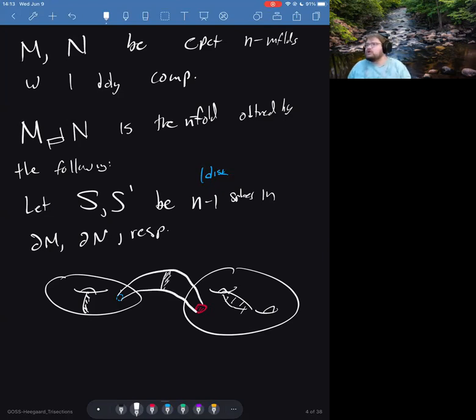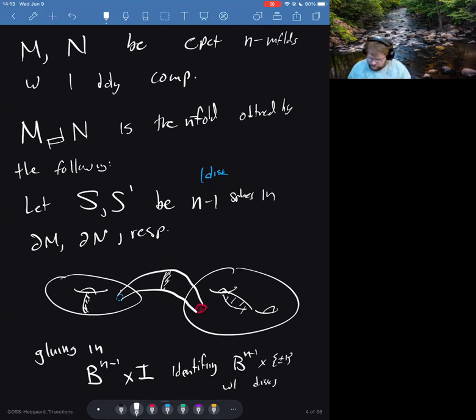So what we're doing is we're gluing in B^(n-1) cross I, identifying B^(n-1) cross plus or minus one with the disks, or really the balls. So we really did want these to be n-balls.